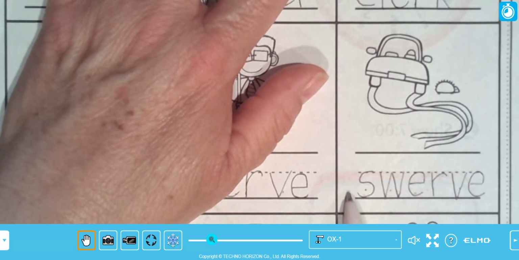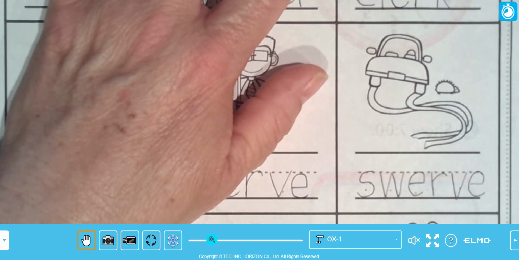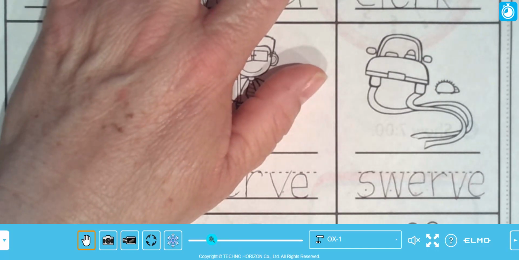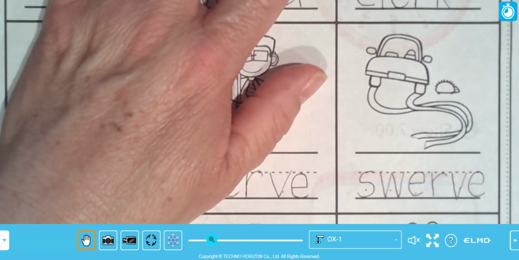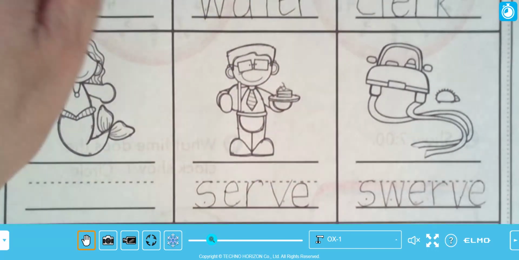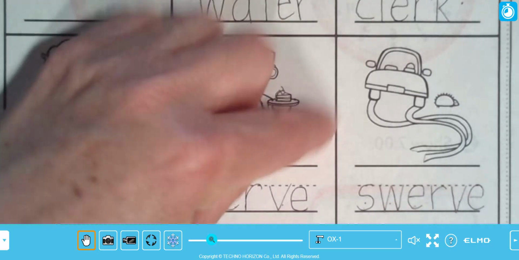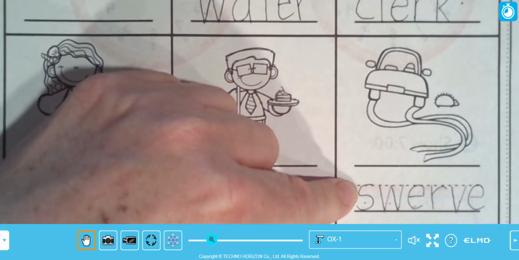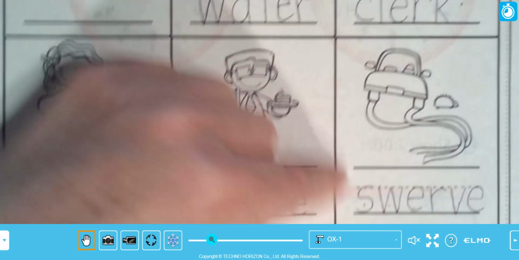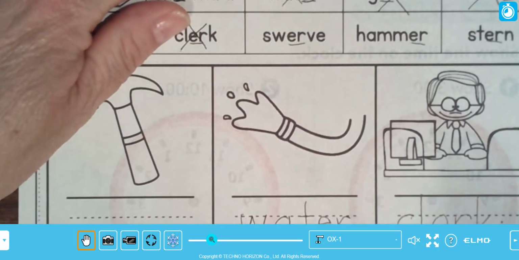to it. Swerve. As you're writing this down, I'm going to give you a sentence with the word swerve. So the rain made the road slippery and the car started to swerve. Okay. Now I'm going to move. So if you need to pause right now. I'm going to go up to swerve and cross it off.